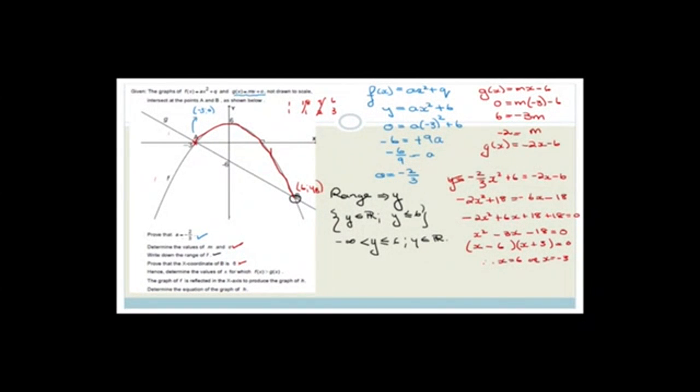So therefore, let's see if we can write that now as an equation. It would be x, and they want just greater than, hey? So we're not including those two points. So x is going to be smaller than 6 and bigger than minus 3.